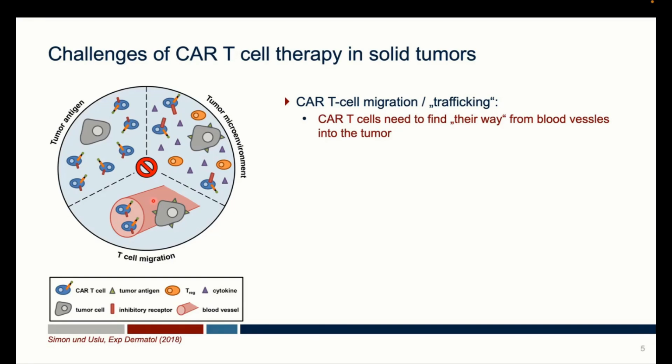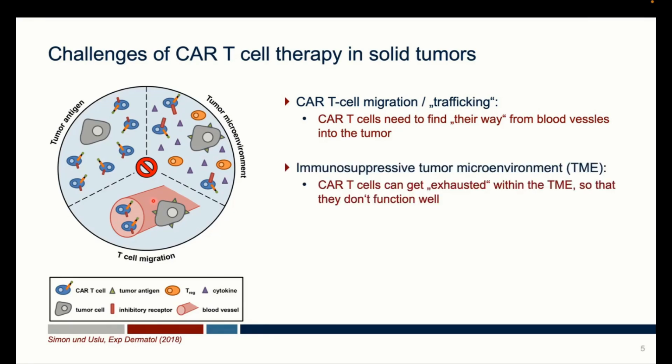Once the CAR T cells left the blood vessels and found their way to the solid tumors, the next hurdle is the immunosuppressive tumor microenvironment. So within the tumors, there are immunosuppressive tumor immune cells, for example, Tregs or MDSCs, and also immunosuppressive cytokines like TGF-beta. And this immunosuppressive tumor microenvironment can make the CAR T cells get exhausted so that they don't function well and cannot fight the tumor properly.